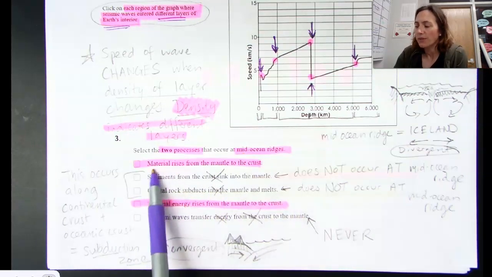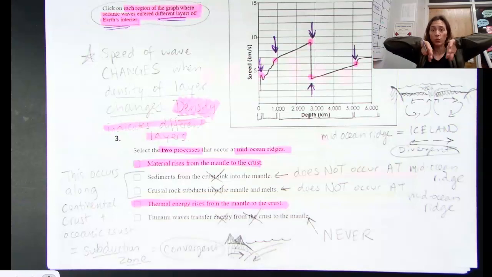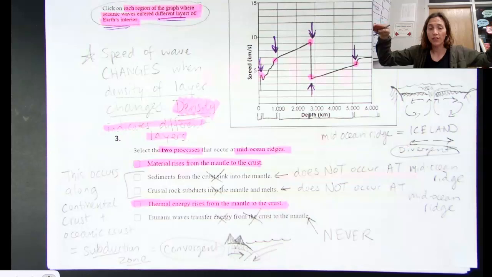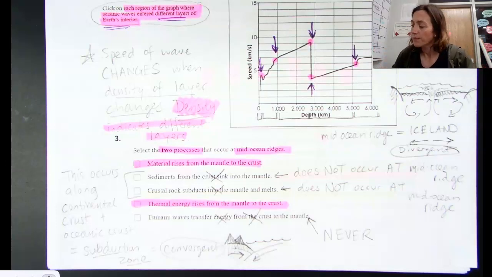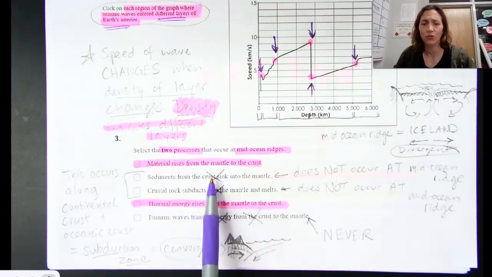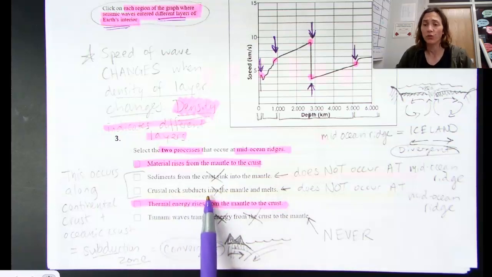And the best answers are material rises from the mantle to the crust. So this is a place where new crust is being made. New crust is being made at these ridges and pushes out the old crust. And as you get away from the new crust, this mid-ocean ridge, the crust gets older and older and older. And we'll see that in a future problem here. Sediments from the crust sink into the mantle? No, not at a mid-ocean ridge. It's all about making new crust. Crustal rock subducts into the mantle? No, that's not at the mid-ocean ridge.